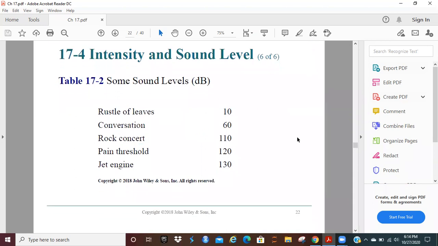So here are some examples of decibels. Rustle of leaves or whatnot is very quiet, about 10 decibels. Conversation, about the level I'm speaking right now, is about 60. Rock concerts are about 110. You start hurting at about 120. And if you decide to listen to a jet engine, have fun with that.